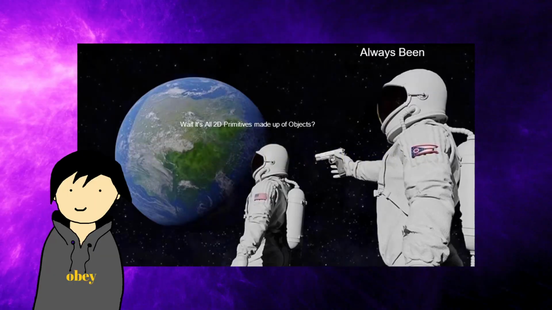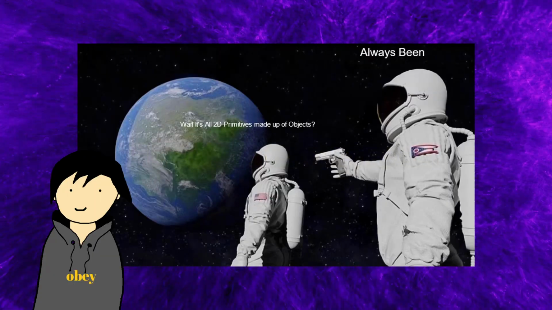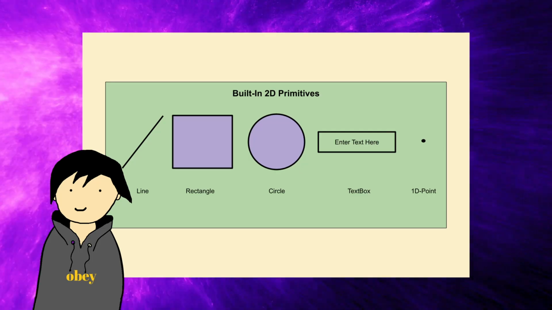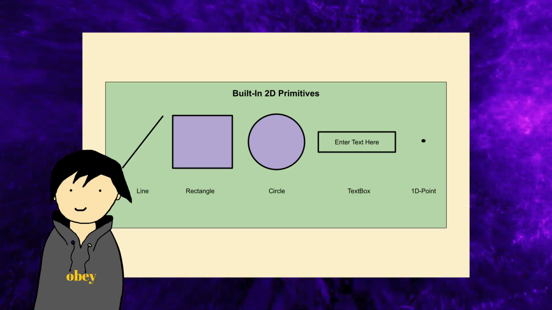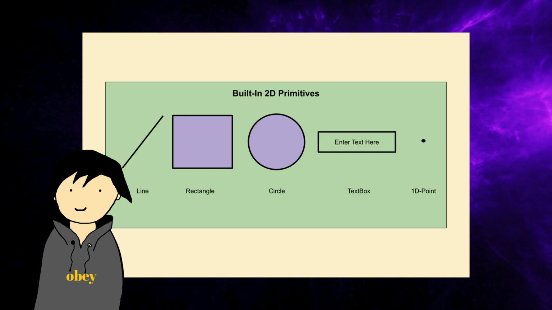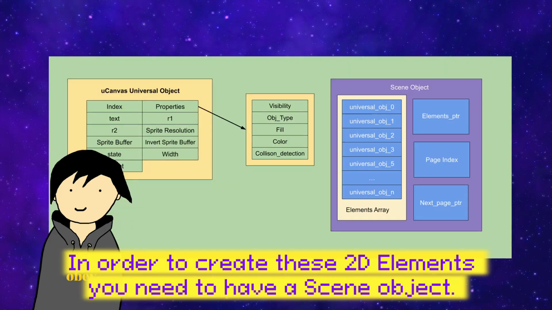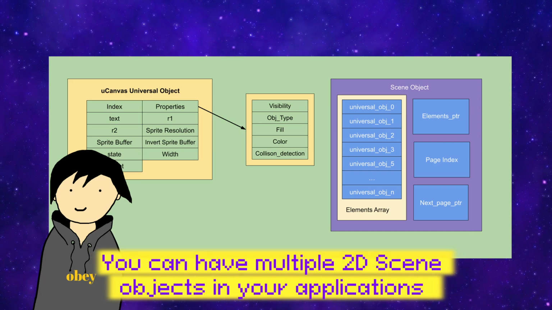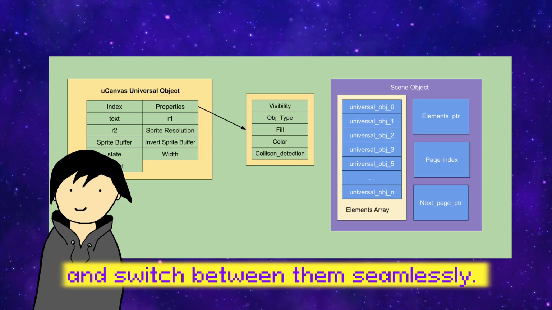So the first thing: everything in MicroCanvas is an object. A line, rectangle, circle, text box, and point are basic primitives that you can use to create even more complex objects in your application. In order to create these 2D elements, you need to first have a scene object. A scene object is responsible for storing all of the 2D elements created in your application. You can have multiple 2D scene objects in your application and switch between them seamlessly.